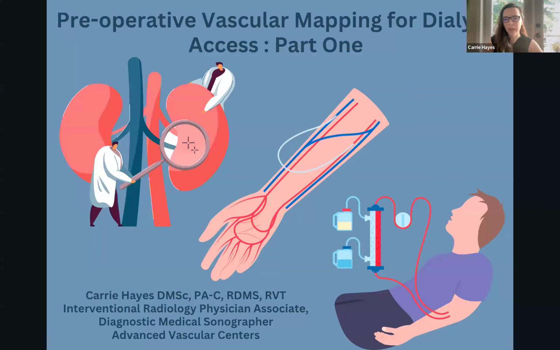I feel like I can relate to where you guys are, in that when I was coming through many years ago, I didn't go to a dedicated RVT program. It was a credential that I could earn after my RDMS. So I had to do a lot of self-guided learning, but really did enjoy the vascular aspect of my work. So I feel like I can relate to you guys. You're already taking care of patients, you're already scanning, and now you're trying to add this additional skill. So you will see that kind of tone with my talk.